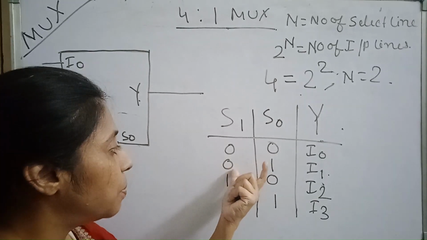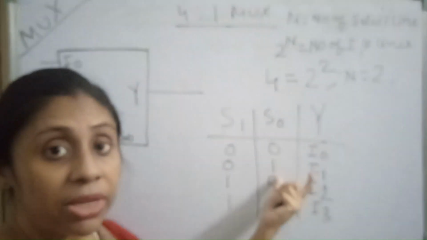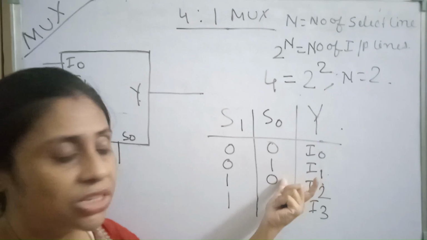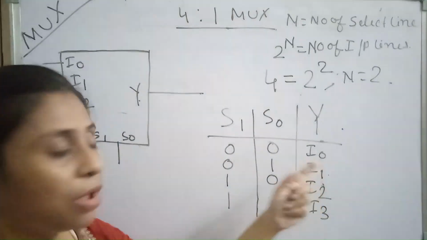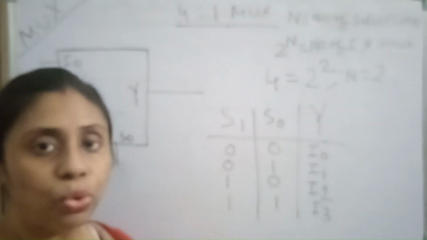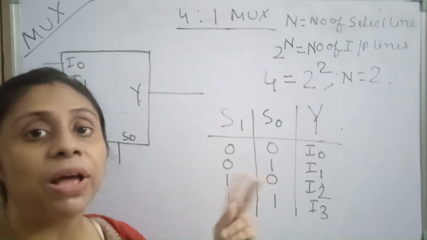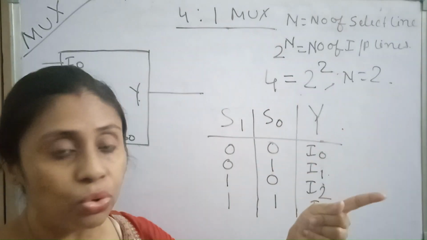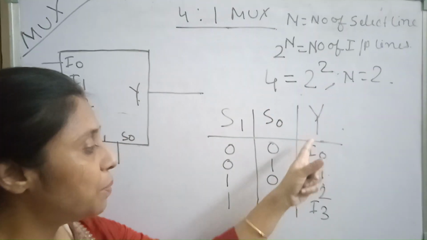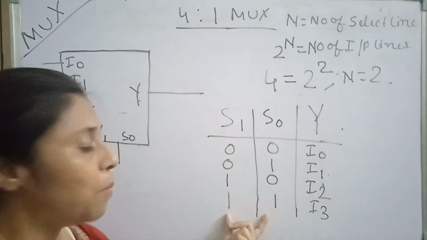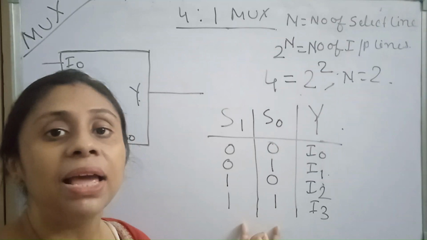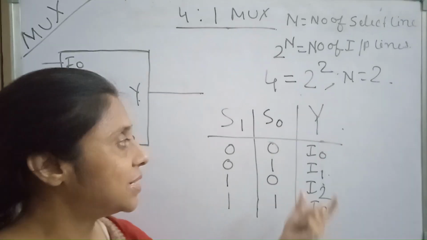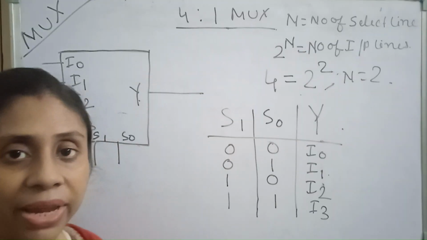When S1 is 0 and S0 is 1, that is the 0, 1 condition, then I1 will be selected and Y is equal to I1. For the 1, 0 condition, I2 will be selected because 1, 0 means decimal 2, and Y is equal to I2. And for 1, 1, I3 will be selected because 1, 1 means decimal 3. So I3 will be selected and Y is equal to I3.